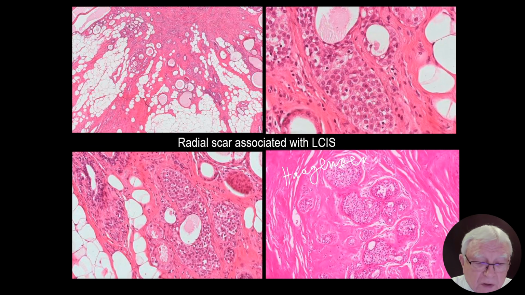Hagenson was an ingenious American surgeon working in New York. He wanted to talk the medical community out of calling it carcinoma. Lobular neoplasia. Medical community doesn't listen.